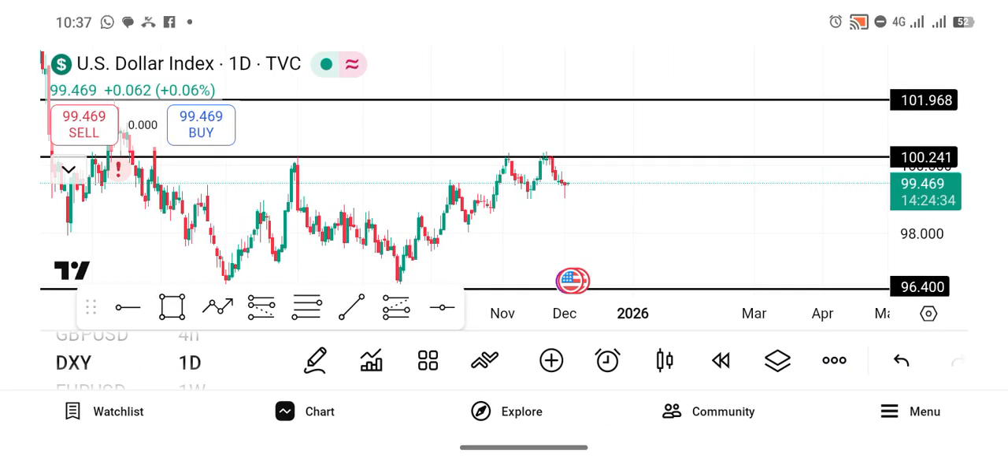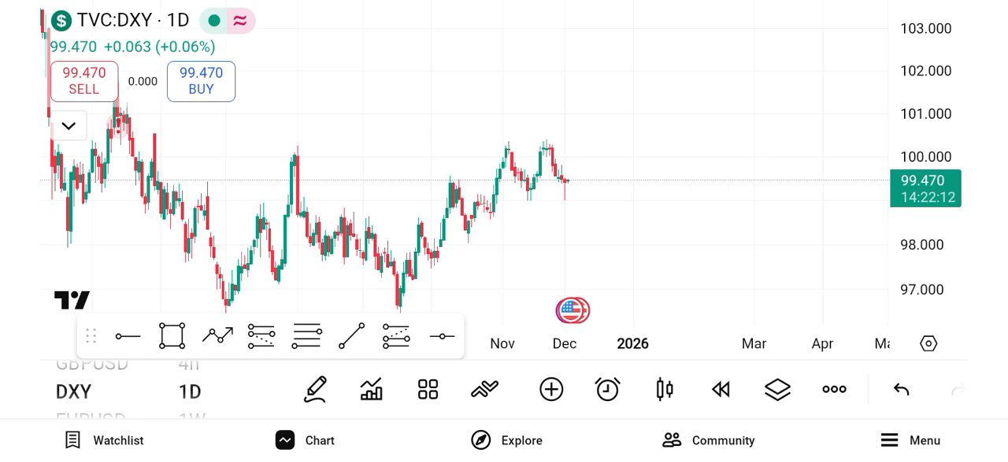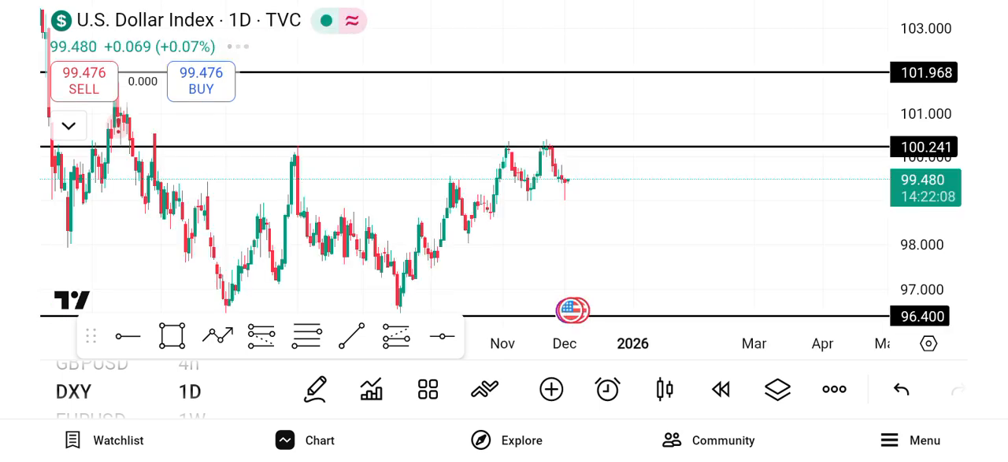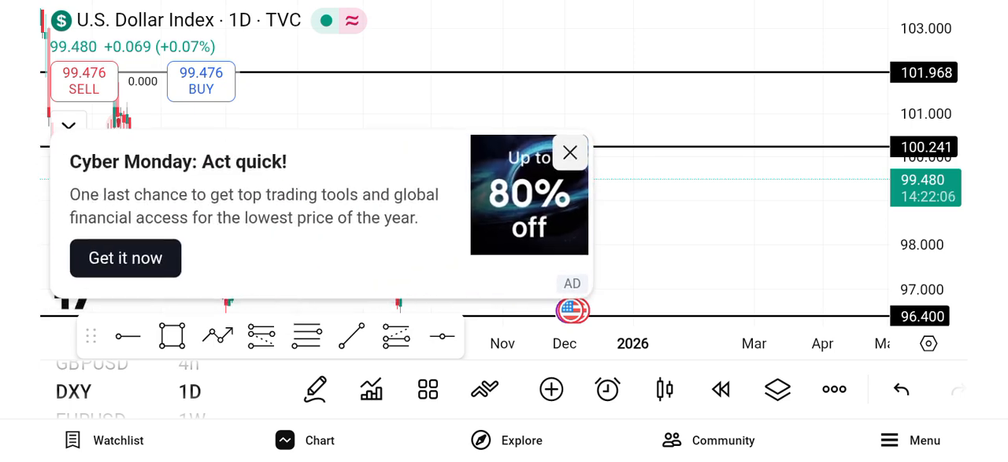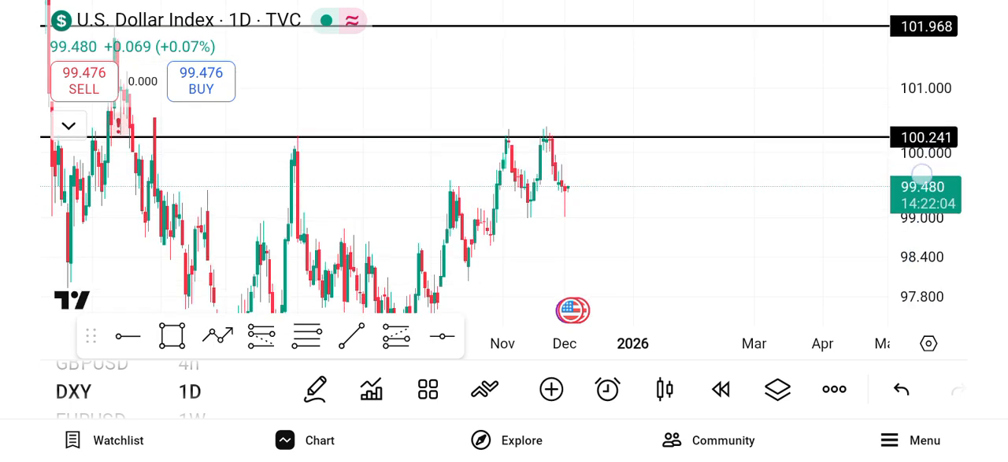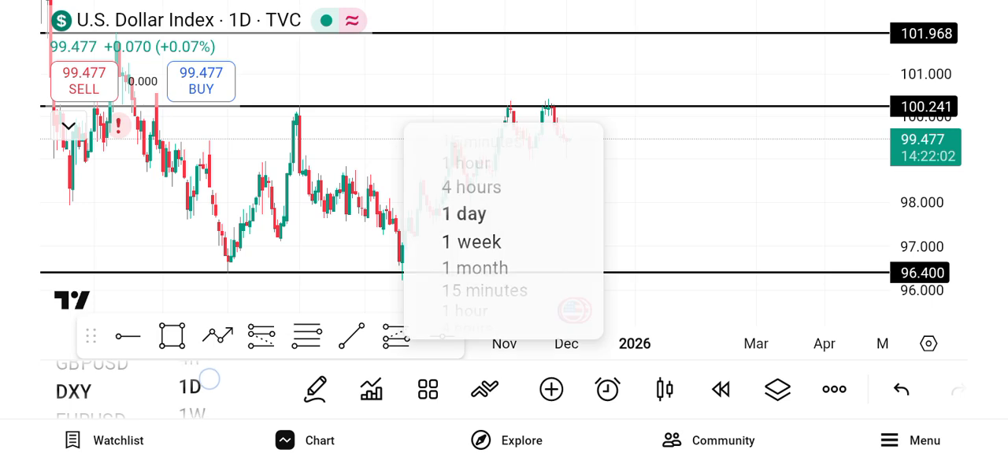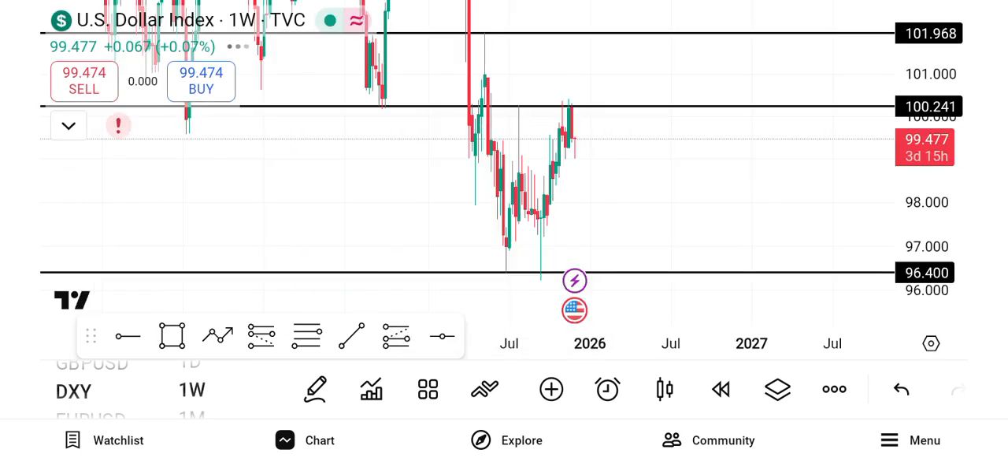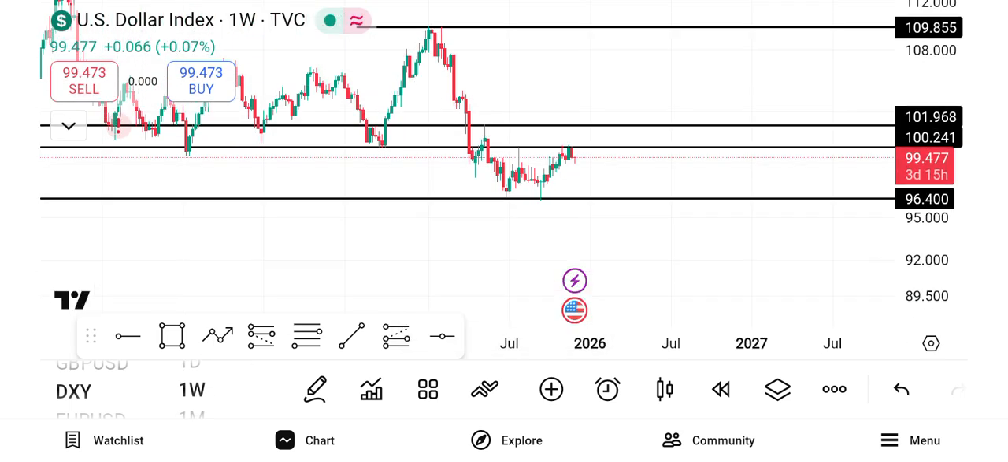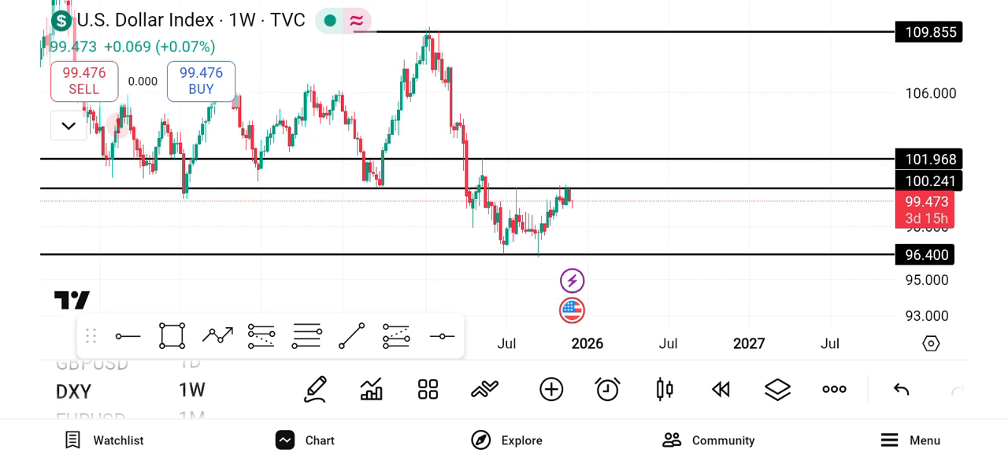Back to the chart. As we know, the DXY has been moving upward for some time now after a decline at the beginning of this year. Let me go to the weekly time frame. On the weekly time frame, you can see that the DXY has been falling since the beginning of this year, but unexpectedly we have started seeing some form of reversal from here.